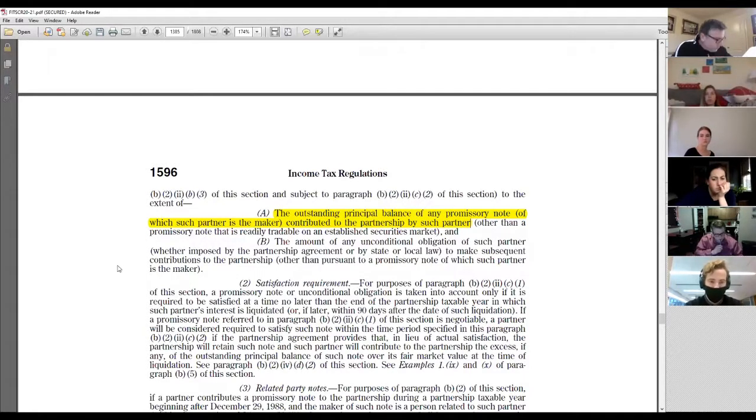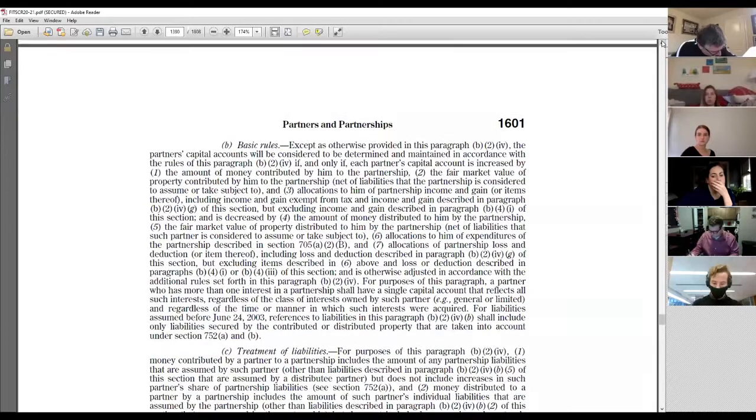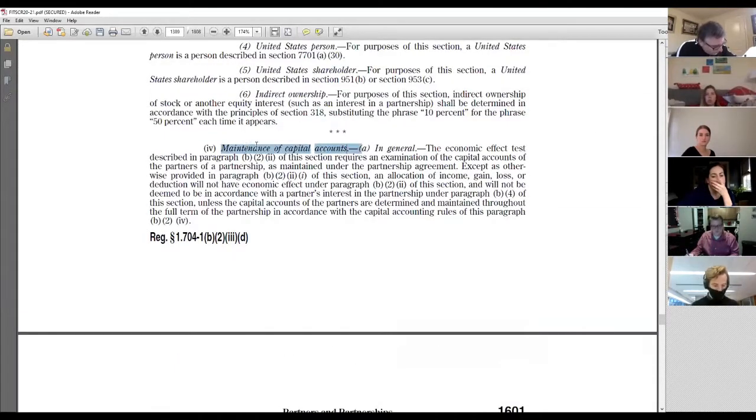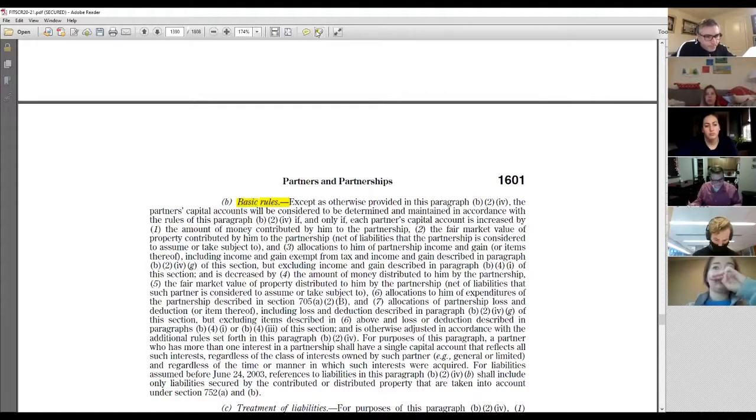One loose end here, somebody might say, well, wait, we contribute a promissory note. Shouldn't that increase our capital account? So let's look at the capital account rules here. 1.704-1(b)(2)(iv), just a few pages ahead, 5 pages ahead. Remember, these are our capital account rules. We spent a lot of time in B, the general basic rules. So the capital account goes up by the amount of money, or the fair market value of property contributed by him to the partnership.